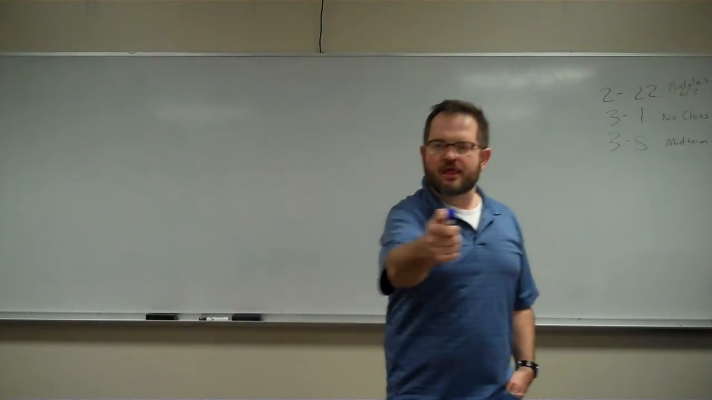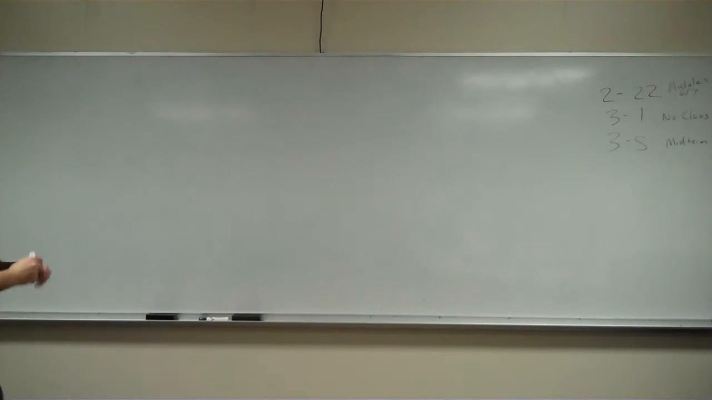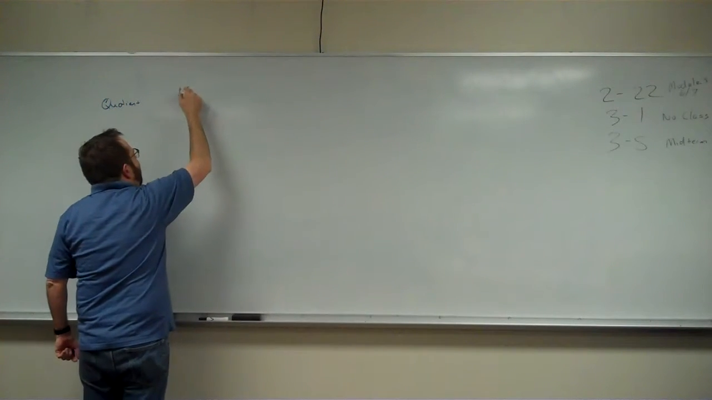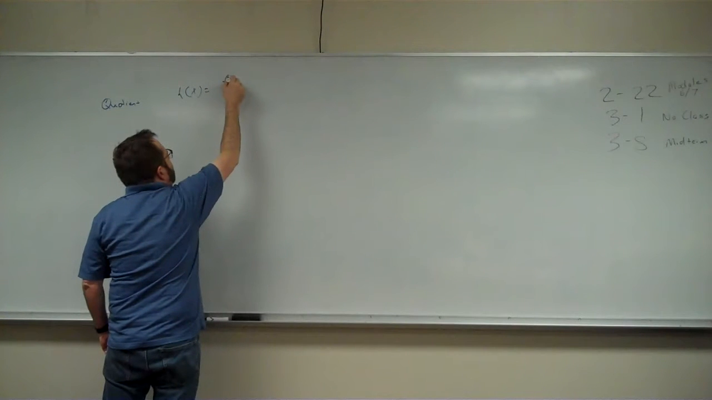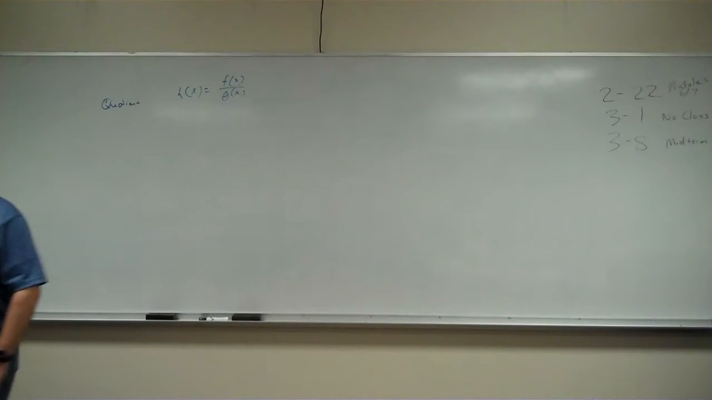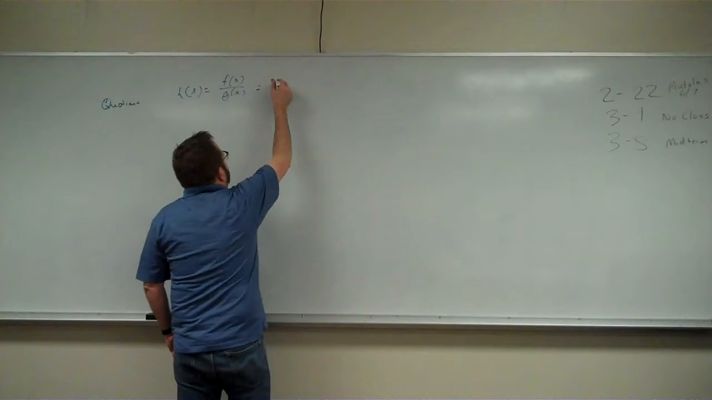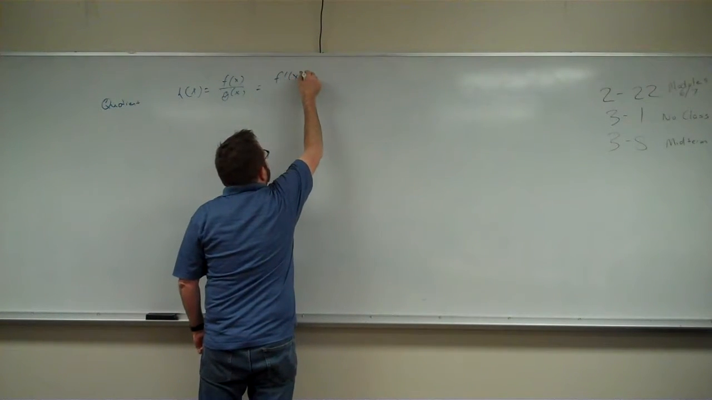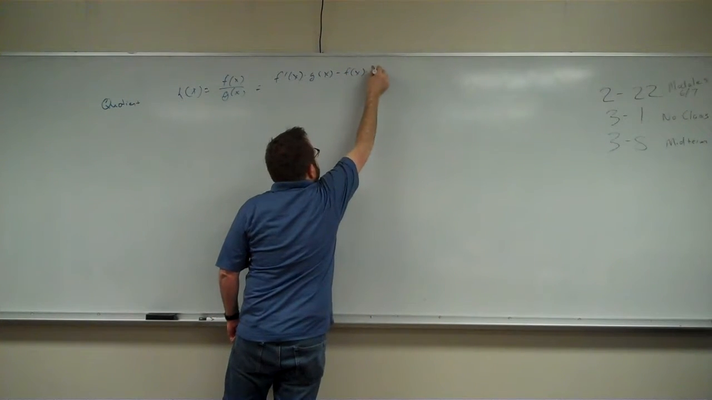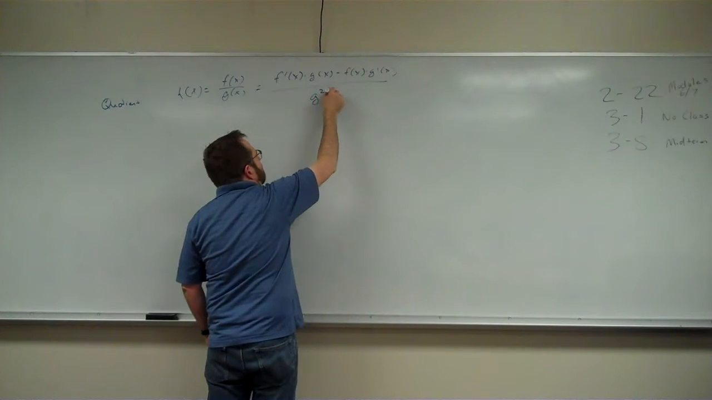One more rule. The other one that Matt was speaking in tongues about, low d high minus high d low kind of thing. And that is the quotient rule. What if the function that you're working with can be written as some function in the numerator over some function in the denominator? I would say it's the derivative of the first times the second minus the first times the derivative of the second, all over the second one squared.